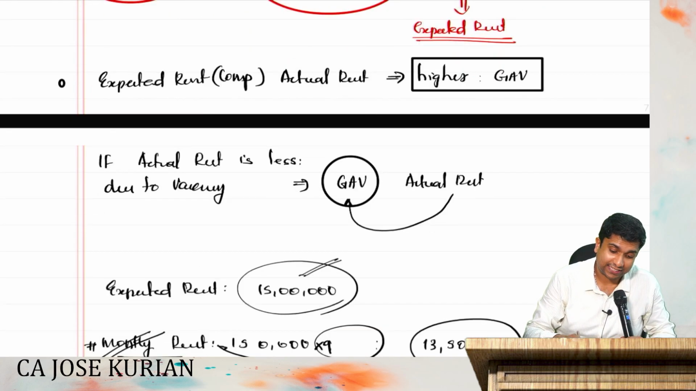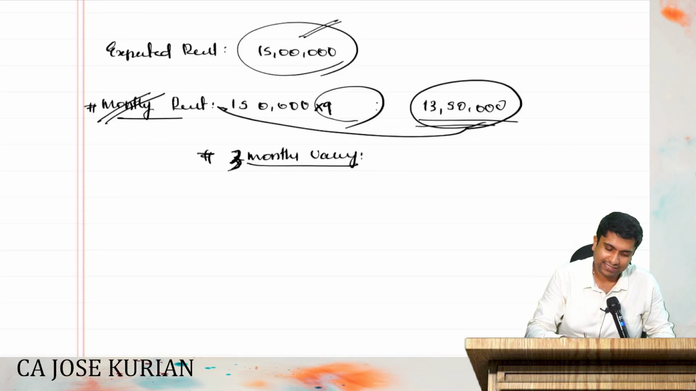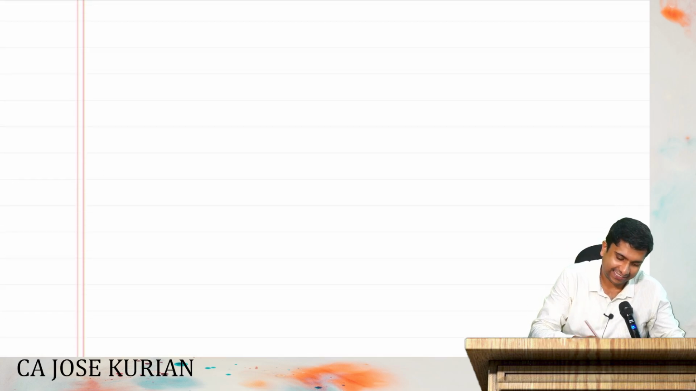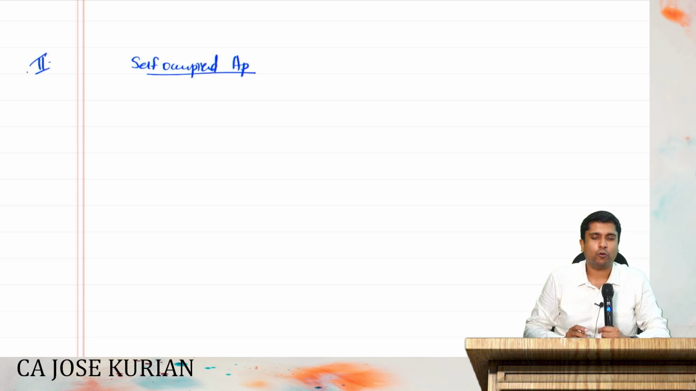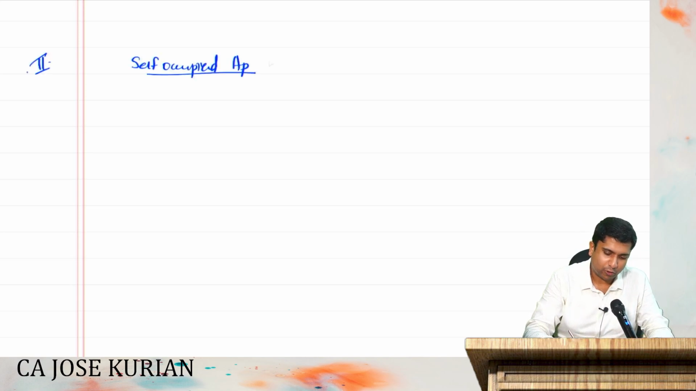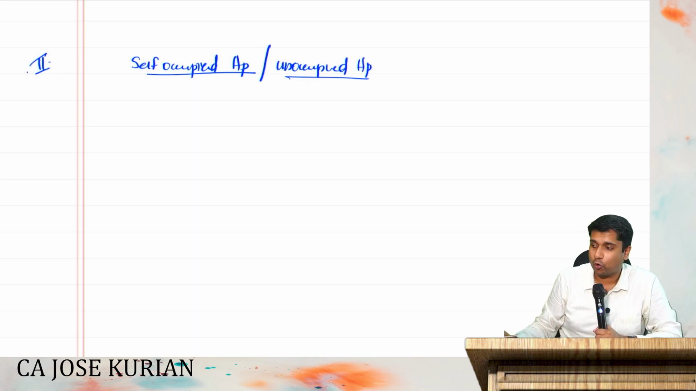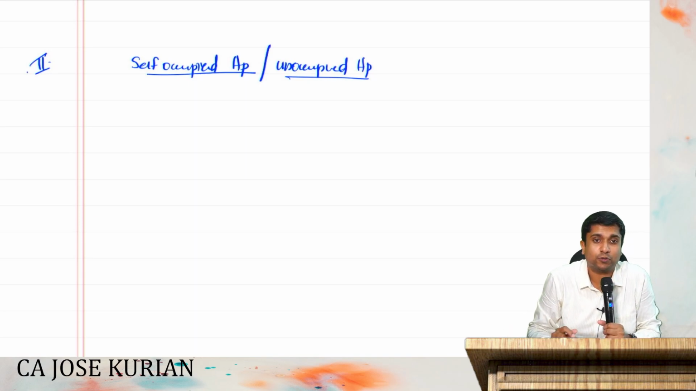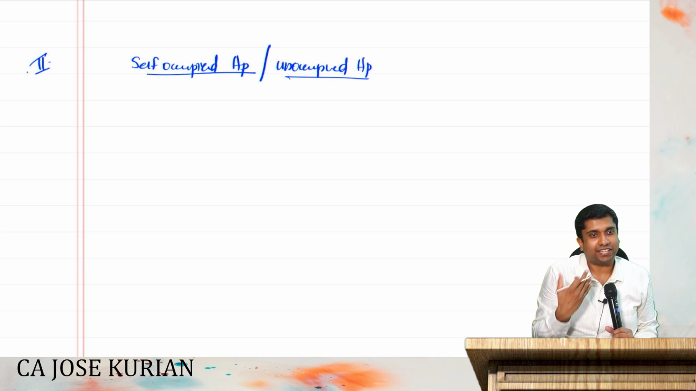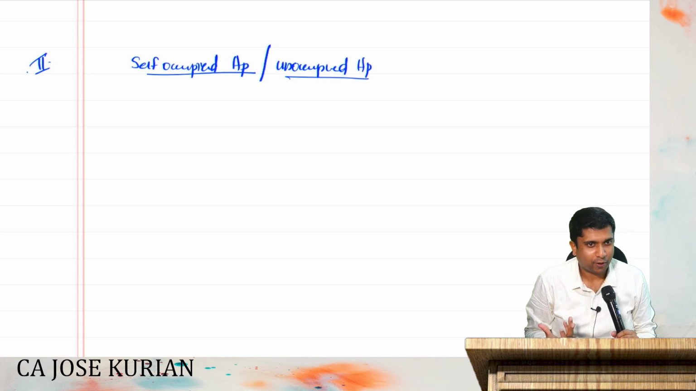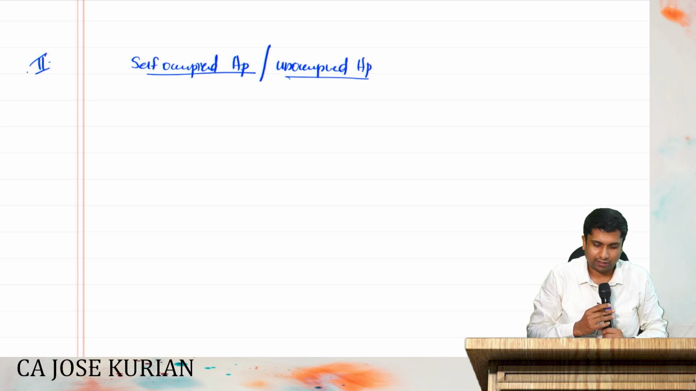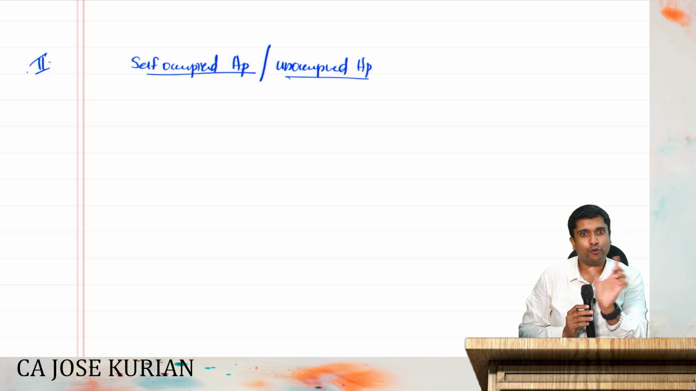So, let's move on to the second type of property, that is called self-occupied house property. That is the easiest one. What do you mean by self-occupied house property? Self-occupied house property or unoccupied house property? Unoccupied house property also. So, friends, tell me what is self-occupied house property? I have a property and I'm staying over there. For that property, how do you value GAV?